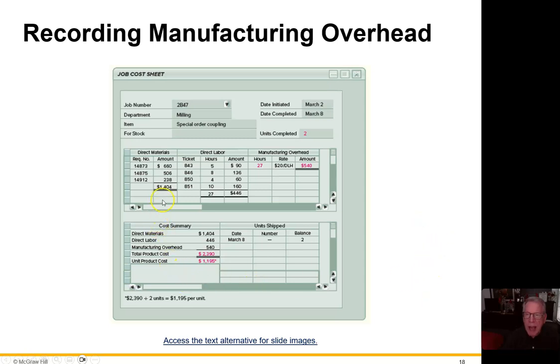So now, when we add up all our direct materials from all our requisitions, here, here, and here, and all our direct labor from these time tickets here, we get a total product cost of $2,390. And we made, how many did we make? We made 2 of these little beauties. So we divide that through by 2 to get to the unit product cost of $1,195, which is shown down here at the bottom of the page. Okay, that's how we're going to record our manufacturing overhead.